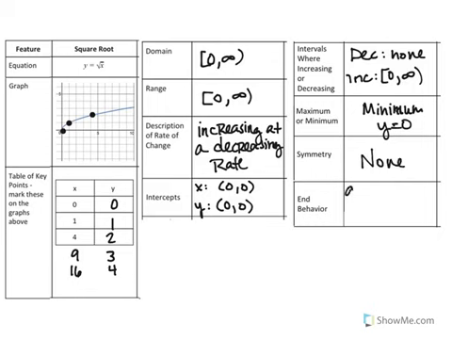There is no symmetry. And the end behavior, as x approaches infinity, y is going to approach infinity. But in this case, x is not going to approach negative infinity. It's going to approach 0. And when x is going towards 0, y is also going to go towards 0.